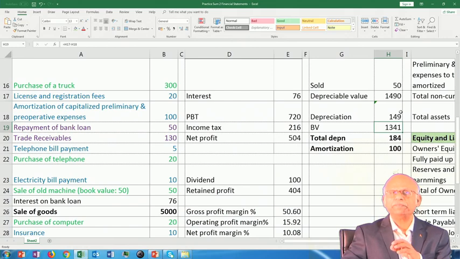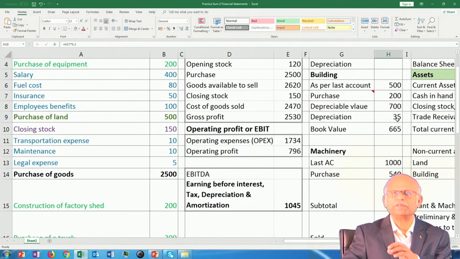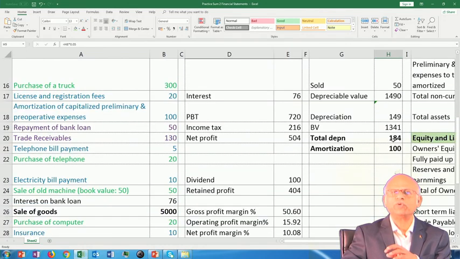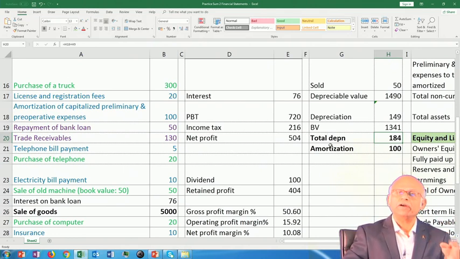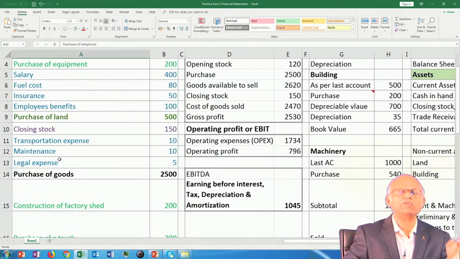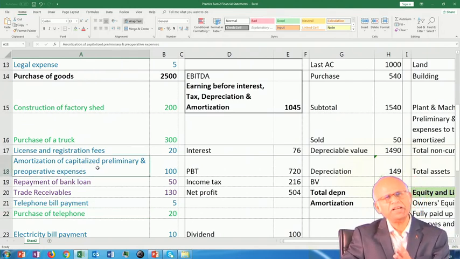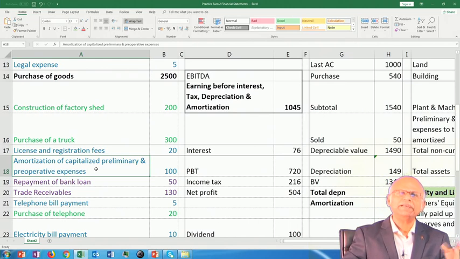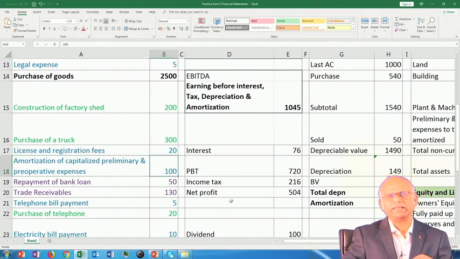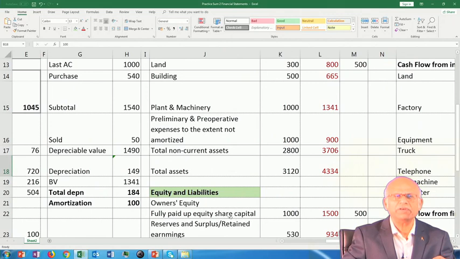Now, this depreciation 149 plus depreciation for the building, sum total of that is 184. This is the data that we are interested in for estimating operating expenses. Then there is a similar kind of entry called amortization, which will be there somewhere in the ledger or your policy, that we are going to amortize our preliminary pre-operative expense or some expenses, whatever is there, it is right here. Amortization of capitalized preliminary and pre-operative expenses, meaning that you have incurred some expenses before the start of the company, that is 100. Now, you want to, not 100, that is there in the balance sheet, but 100 out of that you want to amortize this year. Look at the balance sheet and you will get this data.